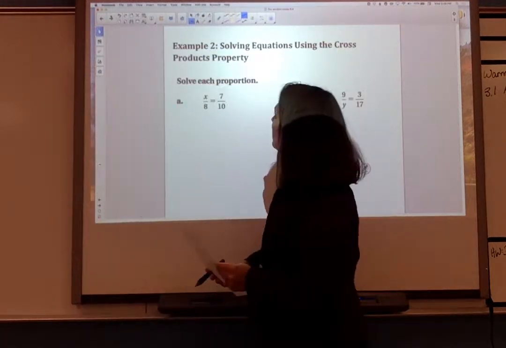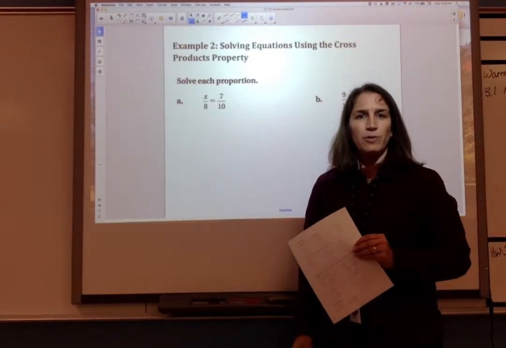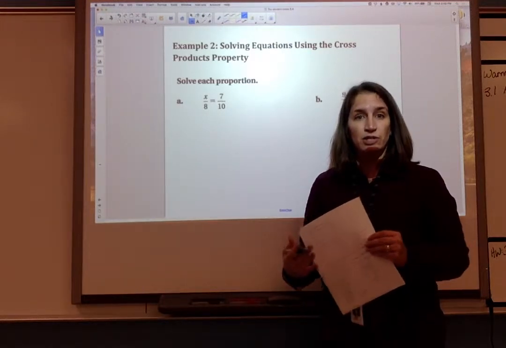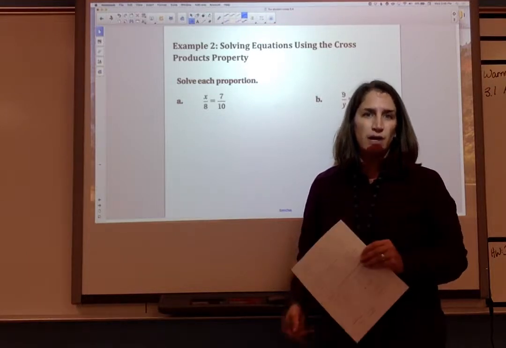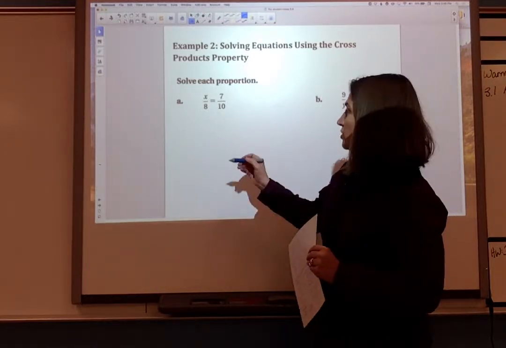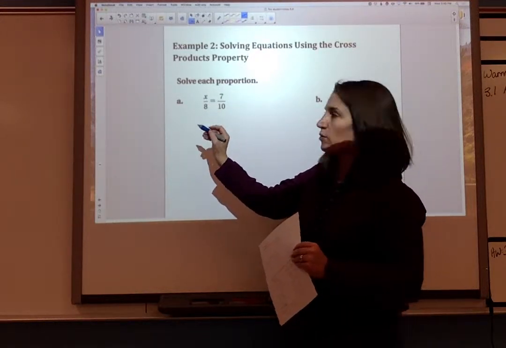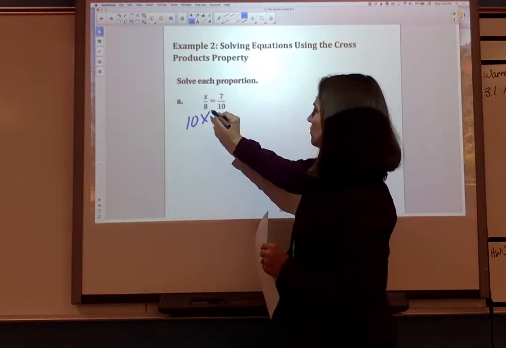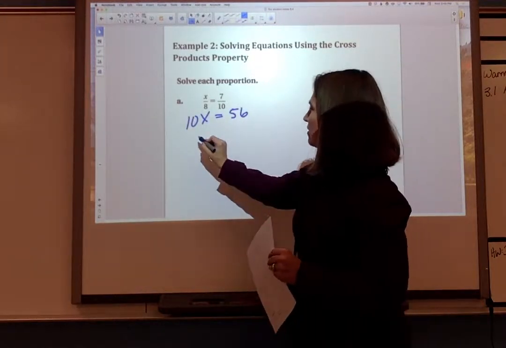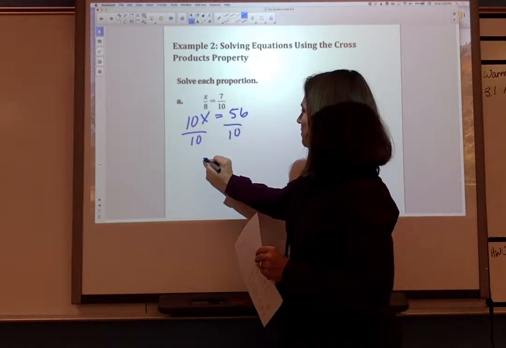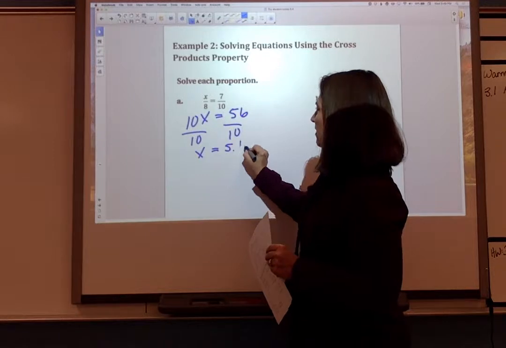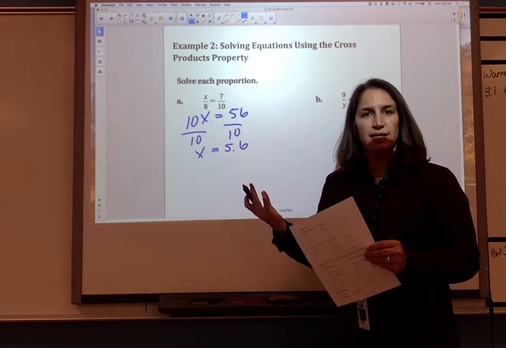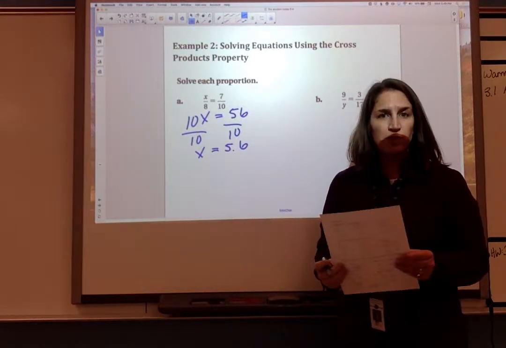For our second example, we're going to solve using the cross products property. So we've used the cross products property to check whether two ratios are proportional, and now we're going to use that cross products property to solve a proportion. So we're going to set our cross products equal to each other. So 10 times x is 10x, which is equal to 8 times 7, which is 56. We'll divide both sides by 10 and get x equals 5.6. This one would be much harder to use that multiplication method because there's not an easy factor, but it works just fine with cross products.